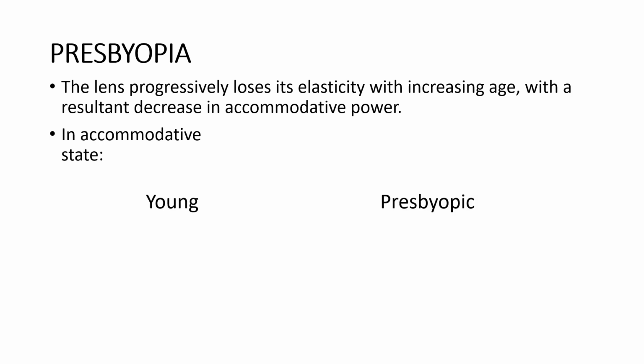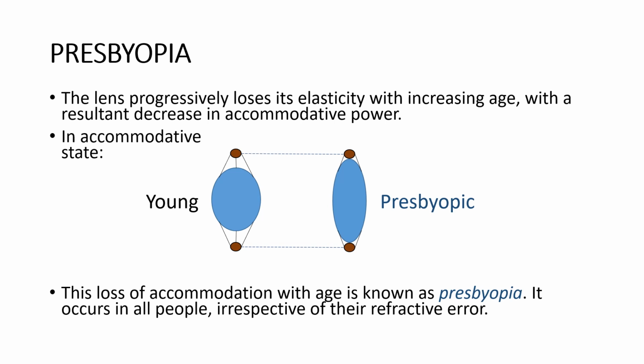So in an accommodative state, in a young person, you'll have the lens becoming more round, while in a presbyopic patient, even when the lens zonules relax, the lens will still remain in that more flat shape. And this loss of accommodation then with age is known as presbyopia. It occurs in all people, irrespective of their refractive error.